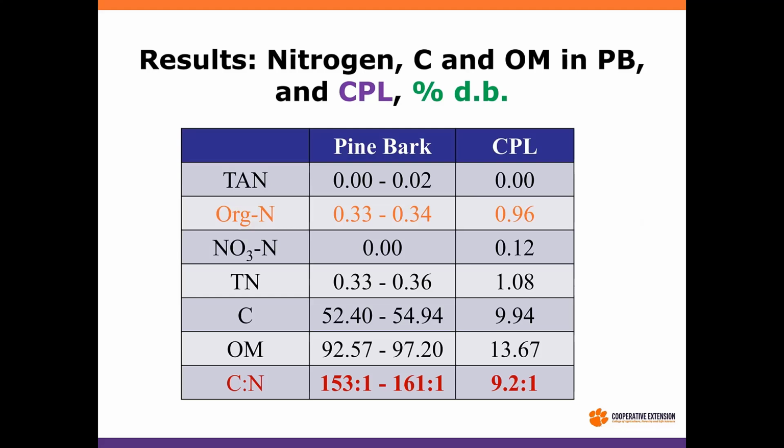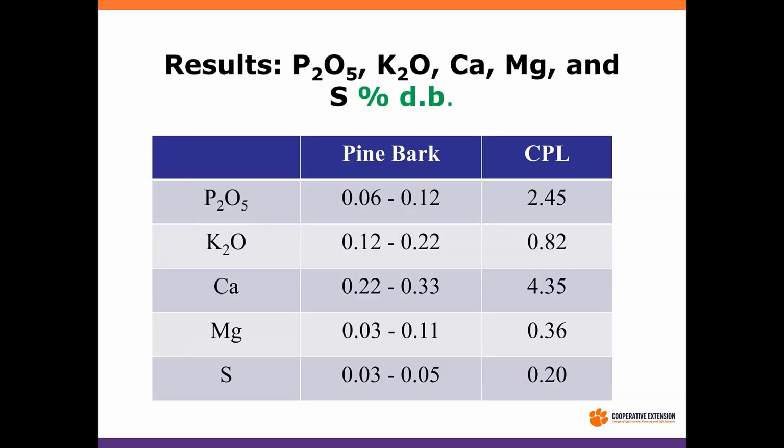So you look at that pine bark, and we did 2 samples, so I'm showing you a range. Call it 150 to 160 to 1. Tremendous immobilizer of nitrogen. And this composted litter was 9.2. That's going to actually help us a little bit. Same with phosphorus and potash and key secondary and minors. Significant amounts of composted poultry litter. None of us are surprised by that.